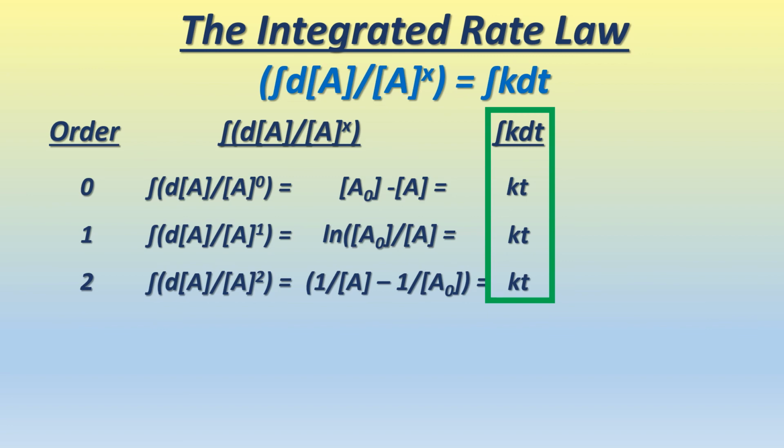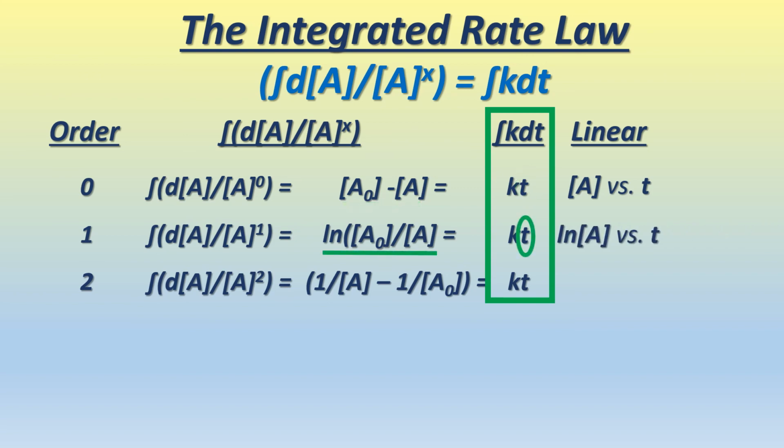As seen, the right side of the equation is always equal to kt, which means you can simply observe what interpretation of the data gives you a linear response. If, for example, concentration versus time gives you a linear response, it means you have a 0-order reaction. If the log of concentration versus time gives you a linear response, it means the reaction you're looking at is first order. If the inverse of concentration versus time gives you a linear response, that means the reaction that you are looking at is second order.